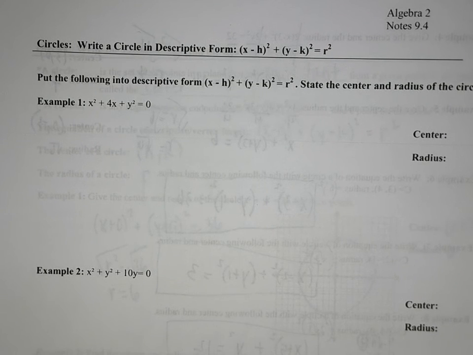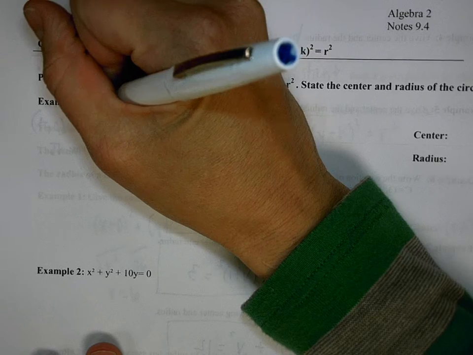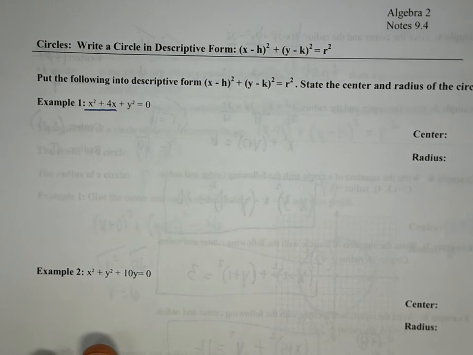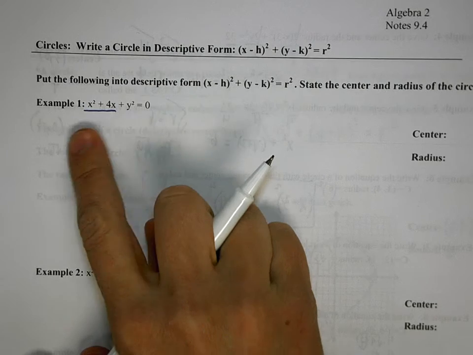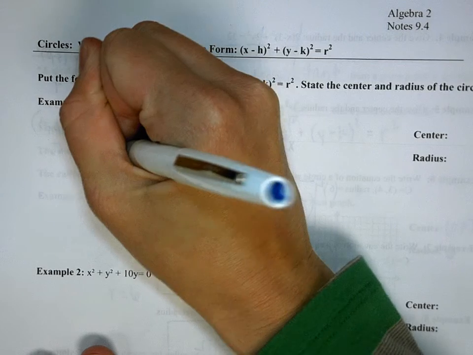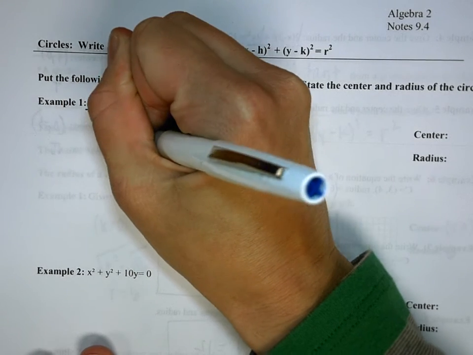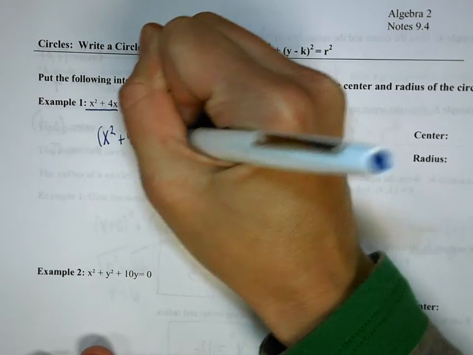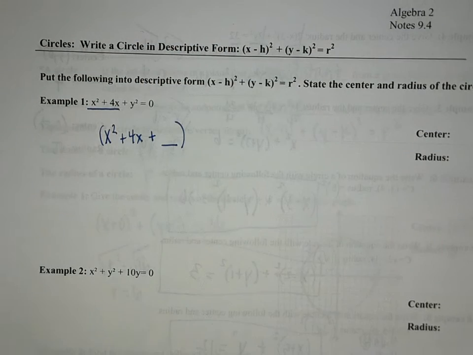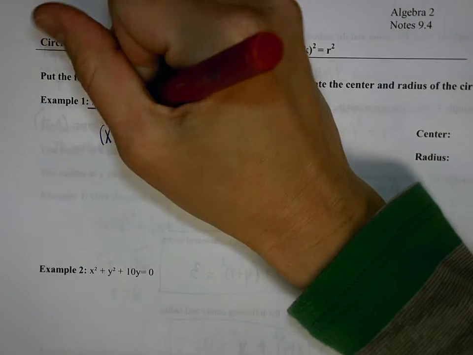So the first thing you want to do is group your x's together, and remember that if you have any plain numbers, we're going to move those to the other side because they're going to go along with your radius. In this case, there's no plain number, so I have my x's. When I write this, I'm going to write in parentheses, x squared plus 4x plus blank, and close my parenthesis. With the y squared, notice that there's no plain y with it.